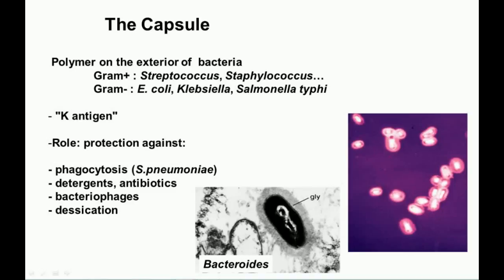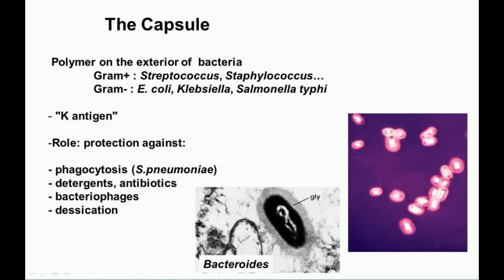And in that case, when you're talking about serological identification, these capsule antigens are called the K antigen. Okay, LPS, the variable repeats, that's the O antigen. Capsule is the K antigen. So they're polymers, mostly polysaccharide, the most frequent case. Sometimes it can be polypeptide, like in Bacillus anthracis, the anthrax bacillus. It's got a capsule made out of polypeptide.